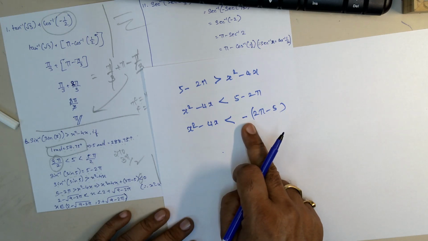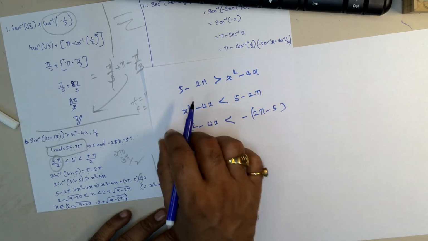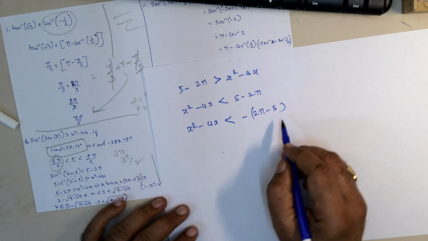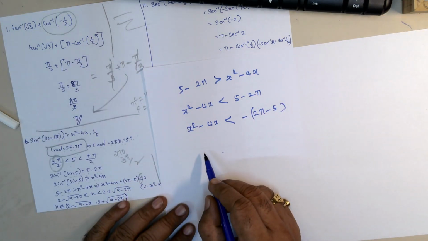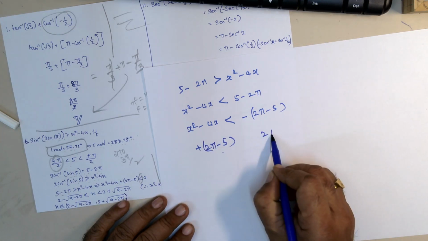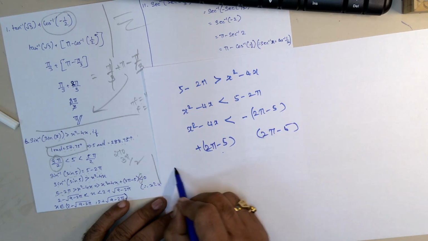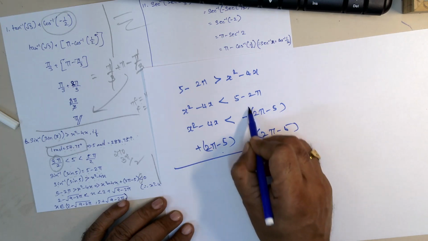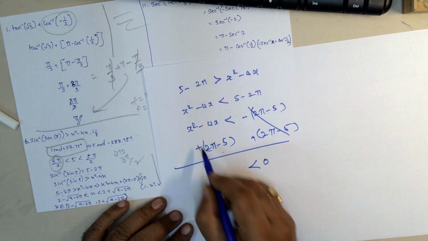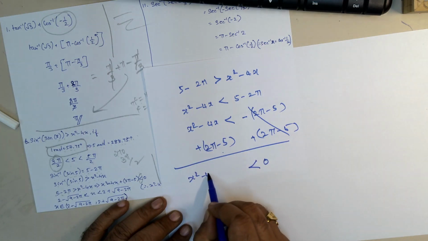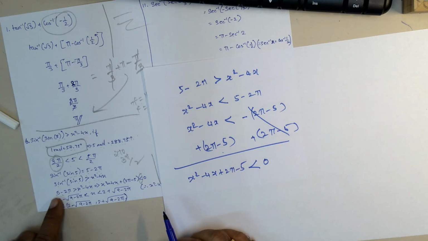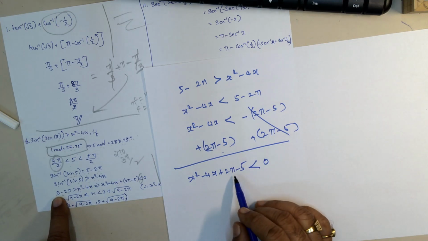Do you understand this? Okay, so now you can bring this to this side. When you bring this side, it means you are adding 2 pi minus 5 on both sides, right? That is the meaning. Adding, so this is cancelled. So 2 pi minus 5 is cancelled, less than, and what about this? x squared minus 4x plus 2 pi minus 5. I hope now you should be able to understand how it has become 5.